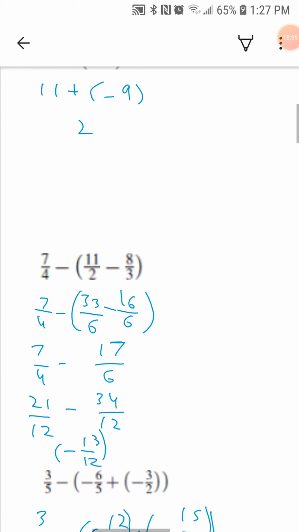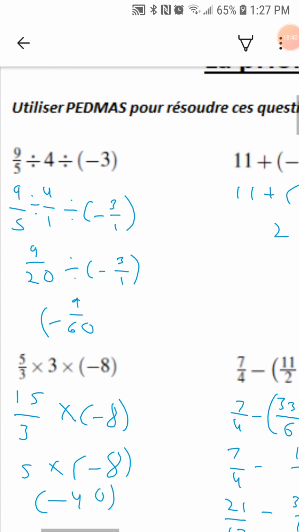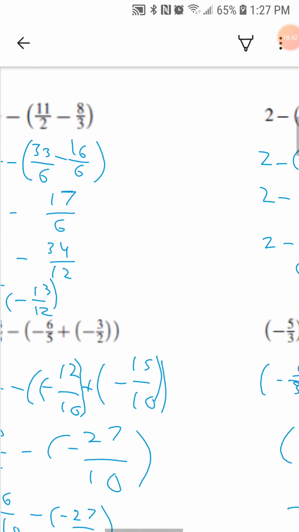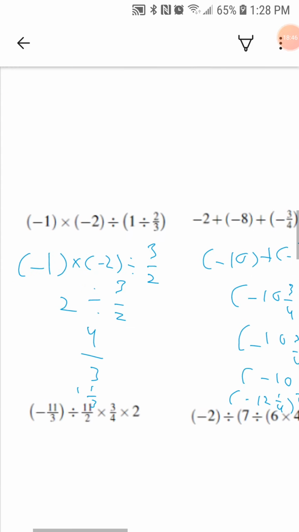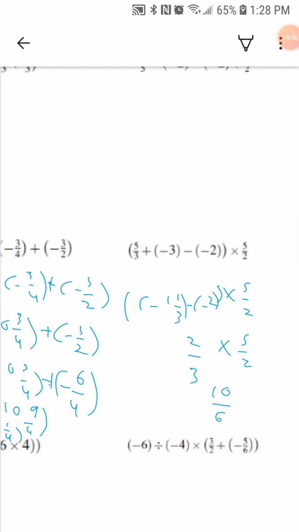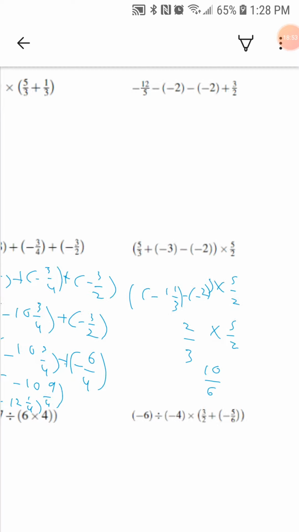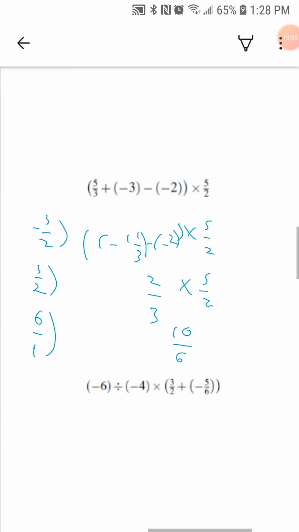Did I do any multiplication between two fractions? Nothing here. Seems like I did no multiplication between two fractions. I did one here. And yeah, I did this one right. It's supposed to be 2 times 5 and then 2 times 3. Multiply the tops and then multiply the bottoms. I did that right then.